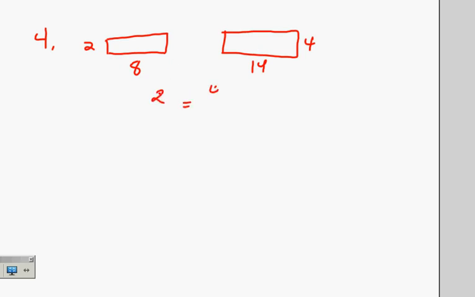If we do it mathematically just to prove it, though, we would cross multiply. So all of my information on this rectangle is going to this side of the proportion. All my information for this rectangle is going to this side of the proportion. 8 times 4 is 32. 2 times 14 is 28. So they are not similar.